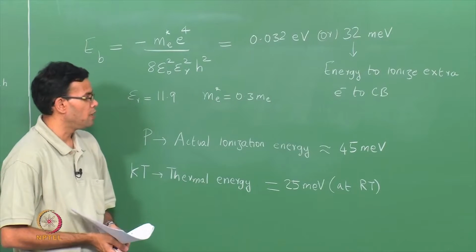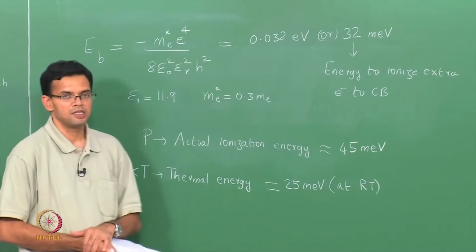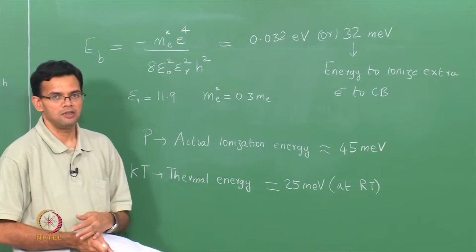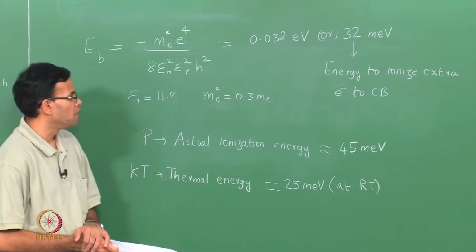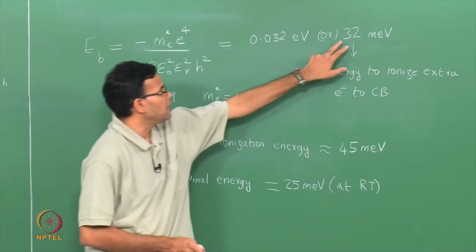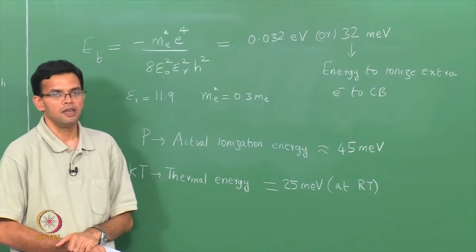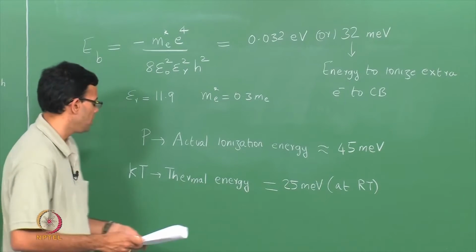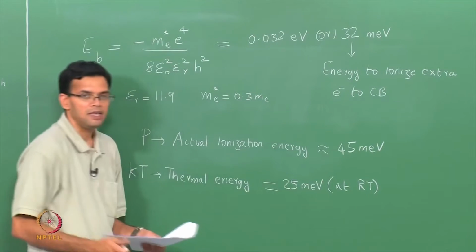We will also show later on explicitly that all of these impurity atoms are ionized at room temperature when we do the calculation for electron and hole concentration as a function of temperature. But for now, just by looking at the ionization energies and the thermal energies, we will say that all of these impurity atoms are ionized. So, the actual value for phosphorus is around 45 milli eV.